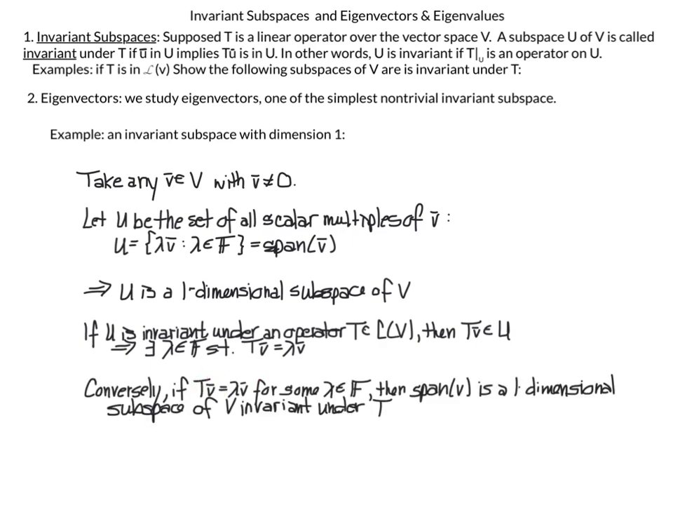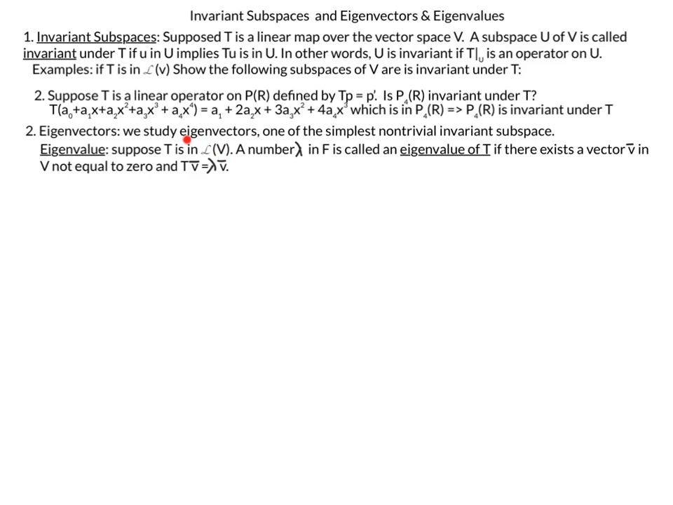Conversely, if we have this equation as true, Tv equals lambda v for some lambda in this field, then the span of v is a one-dimensional subspace. So we've defined our subspace again. And then by this equation, that subspace is invariant under T. So this is the equation that becomes important if we're looking at an invariant subspace with dimension 1. This Tv equals lambda v is exactly what we use when we define our eigenvalues and eigenvectors.